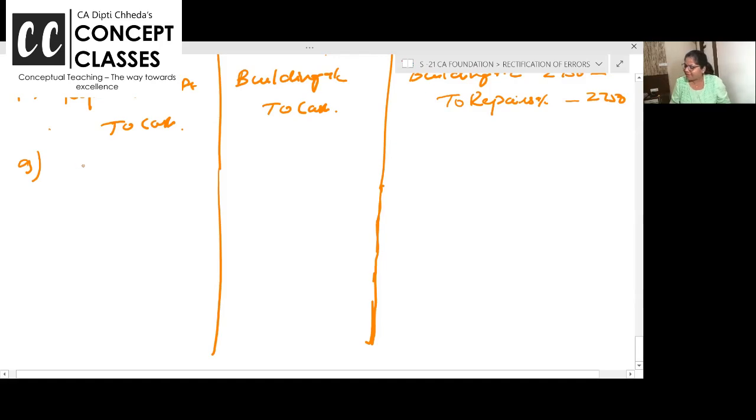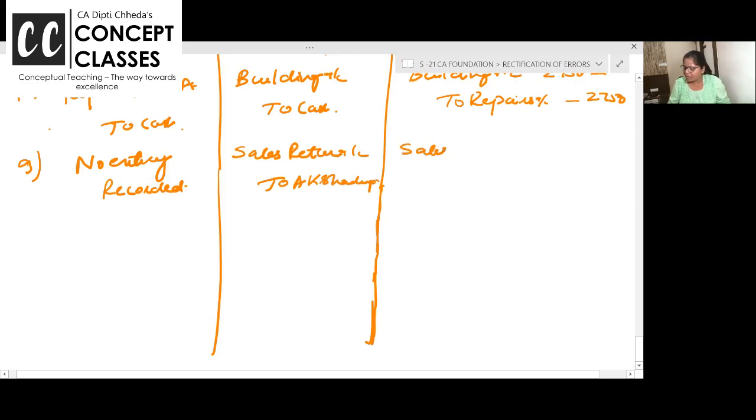So what is the wrong effect? No entry recorded. What is the correct effect? Record the entry. Even in Akshadeep's account, no posting has happened. Subsidiary book only, you have not passed the journal entry, so no question of posting from that book. Sales return to Akshadeep. You have not recorded this entry, now recorded.